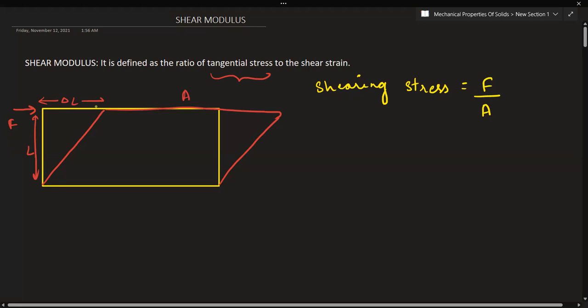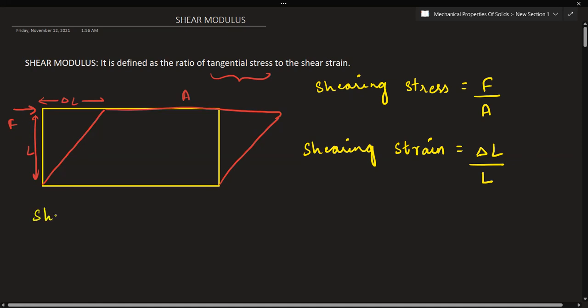Now see, the change in the length or the displacement produced is delta L, and the original length was L. So can you again tell me what is shearing strain now? Delta L by L. Since we have seen strain was the ratio of change in dimension by the original dimension. And shearing strain we have already calculated. Remember tan theta we have calculated. That came out to be delta L divided by L.